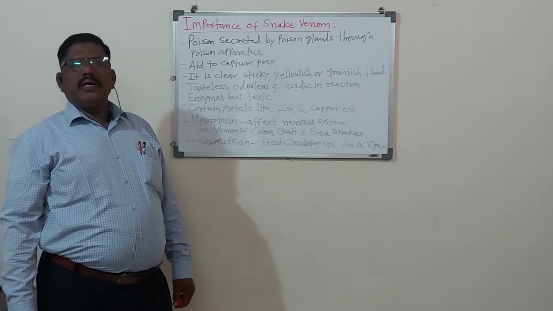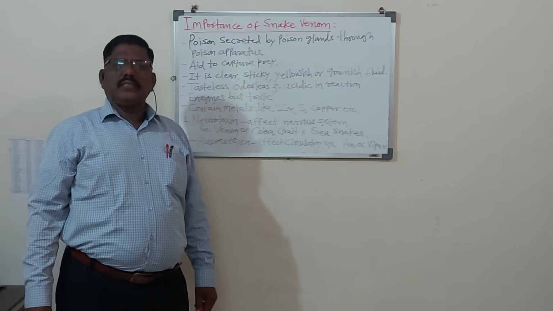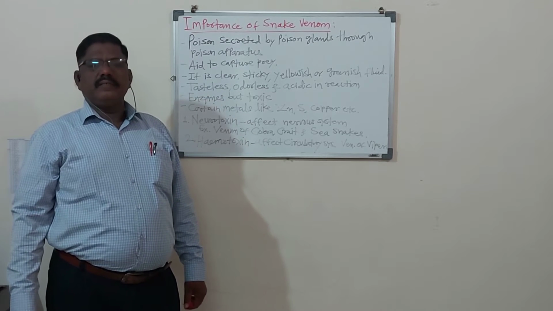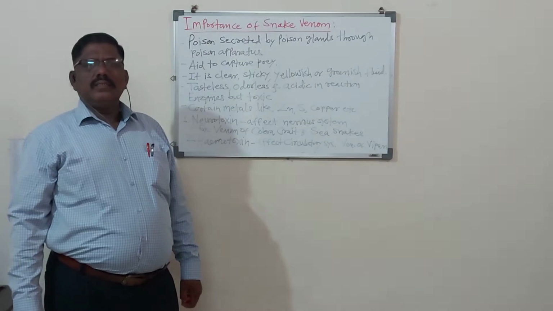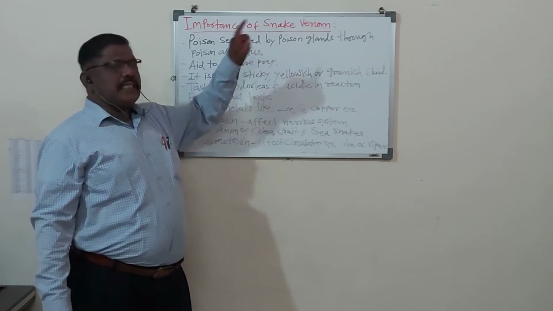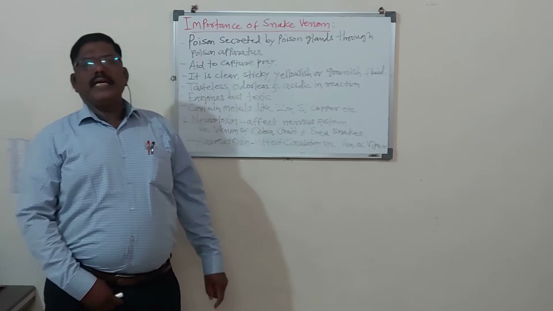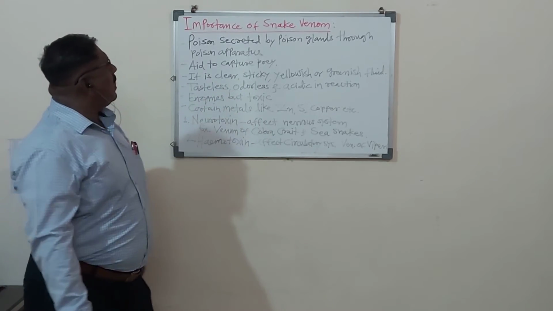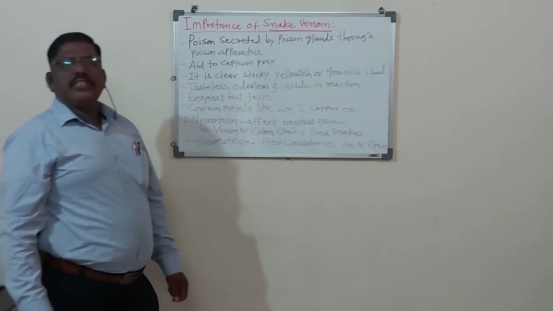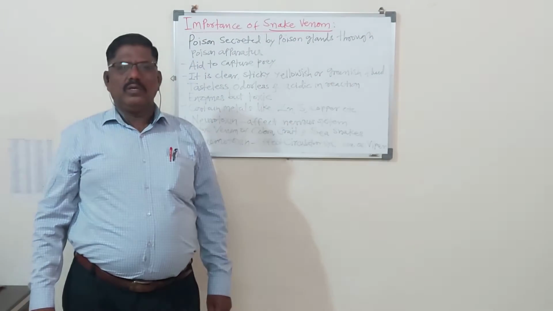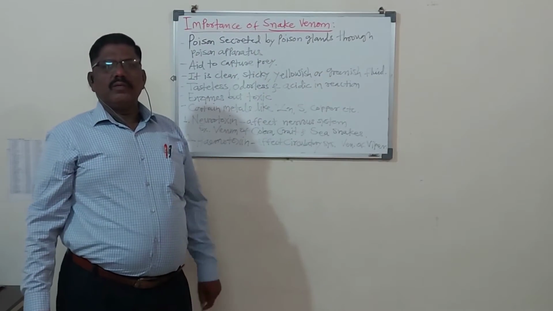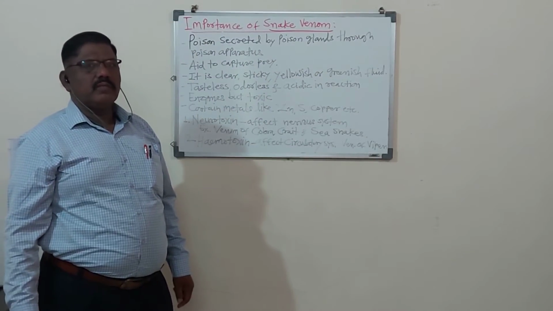Then we have studied the poisonous and non-poisonous snakes, identification key, and today we will study the importance of snake venom. So dear students, here the snake venom is the poison of the snakes. So we have to study the importance of snake venom. What is the importance of snake venom?